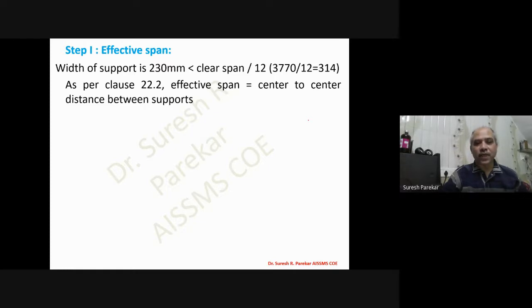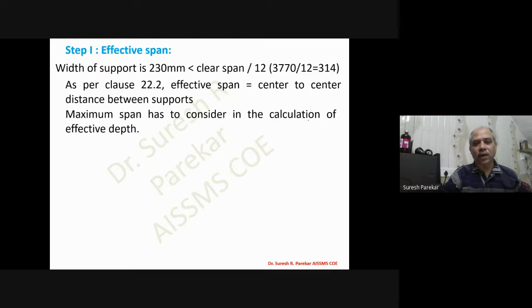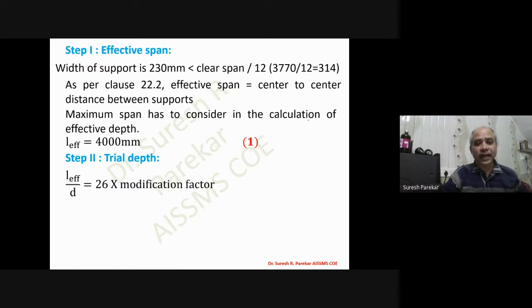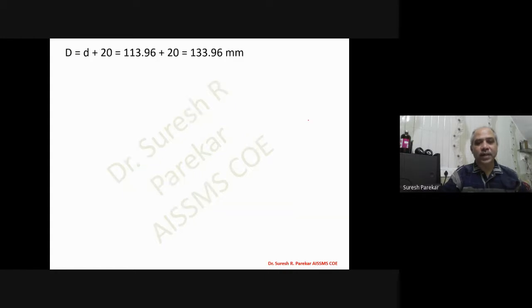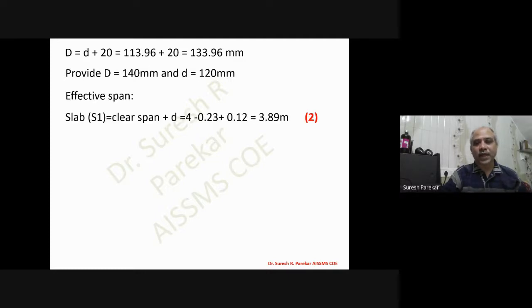as per clause 22.2, two criteria we have. So we will go with the first criteria, L effective equal to 4000 millimeter. Then we have trial depth. So L effective by D is 26 into modification factor. So this already we have seen. So we have D required 113.96 millimeter. So we have provided 140 millimeter as overall depth, and effective depth becomes 120 millimeter.